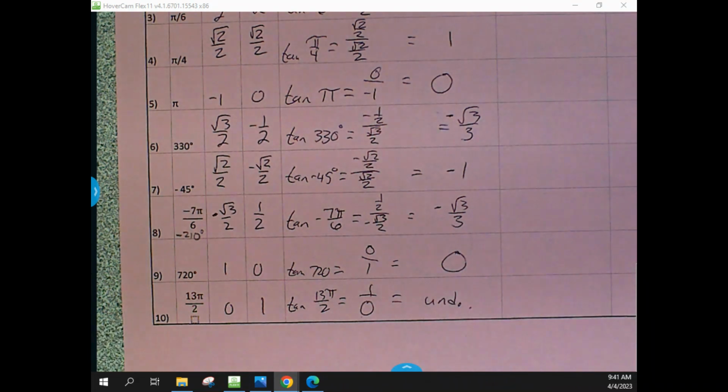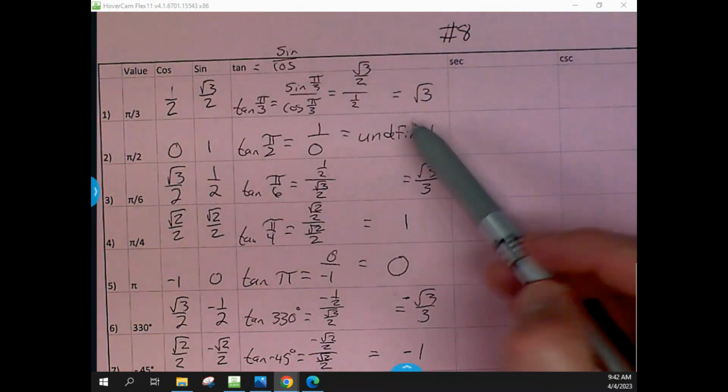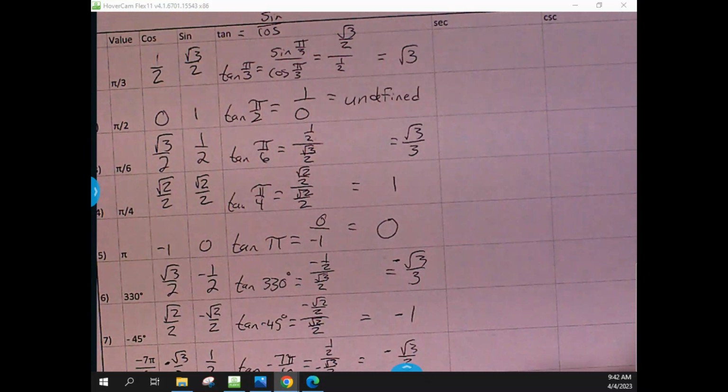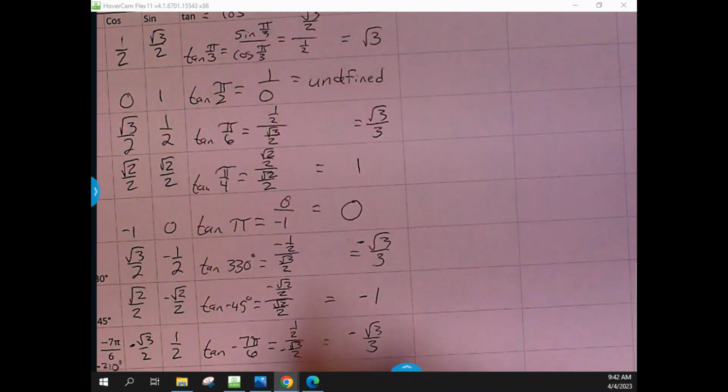So the good news is if they ask you to find tangent, there's only 5 answers. It's either square root of 3 over 3, it's 0, it's undefined, it's 1 or negative 1, or it's possibly square root of 3. Those are the only answers you can possibly ever get for tangent of something on the unit circle. So when you're doing your homework tonight and you start looking at some of these, that's your only options.